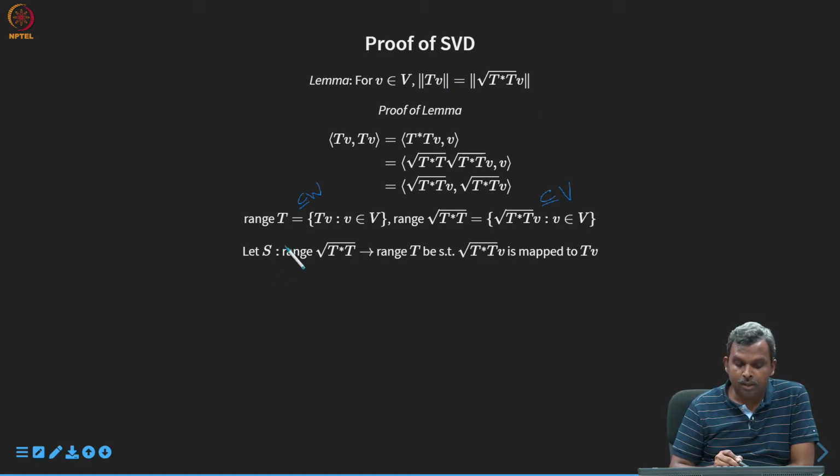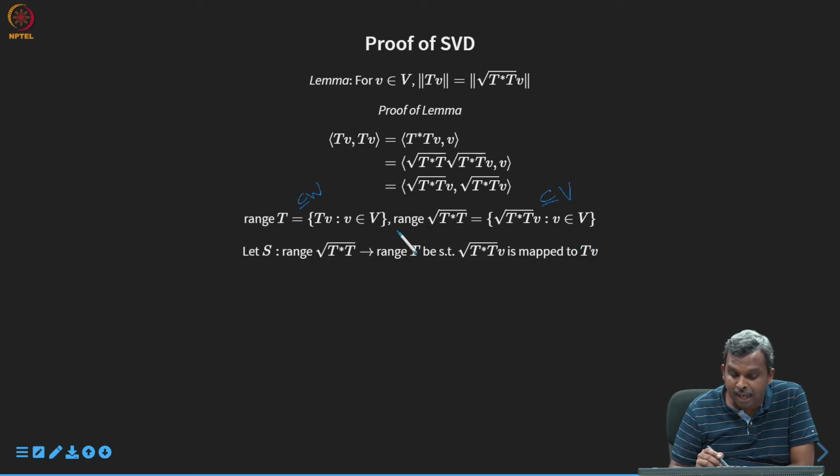And so it turns out one can define this very interesting map S from the range of square root of T star T to the range of T. How will I define this map S? I will simply take square root of T star T V and map it to T V. Remember, every element of the range of square root T star T is of this form, square root T star T V for some V.